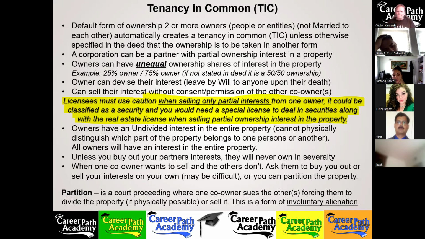Okay. And when you're dealing with a property where you have many owners in it, and you're not selling the property, but you're only selling one person's interest in that property, under certain circumstances, it could be classified as a security. Now, you may be asking me, well, what are those circumstances? It is so damn complicated, I couldn't tell you.